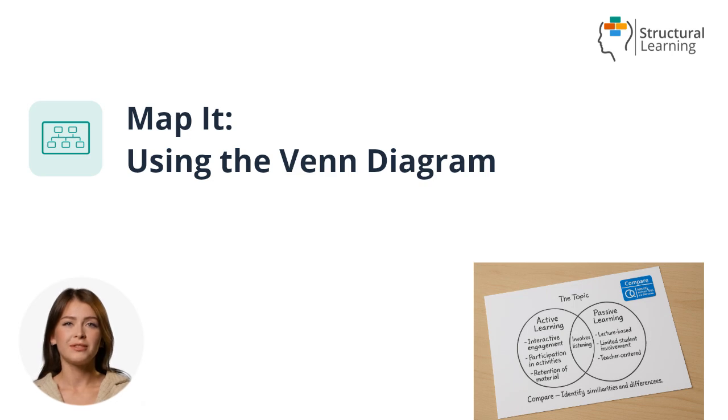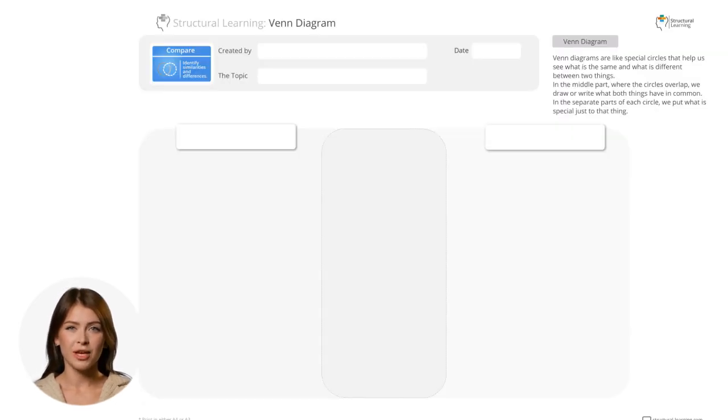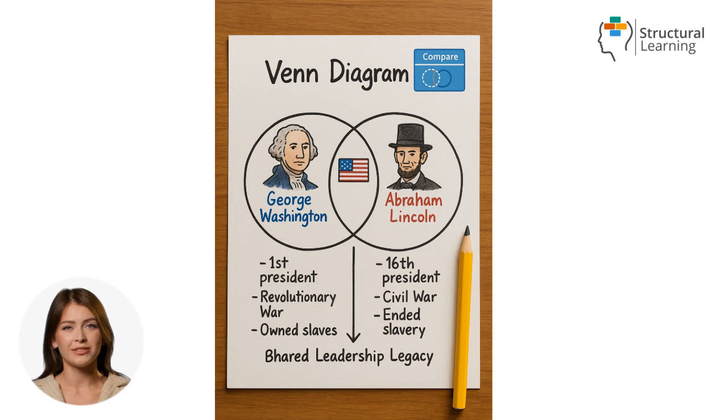Map it using the Venn diagram. The Venn diagram is a simple but powerful tool that helps learners compare two or more ideas, objects, or events. It encourages them to go beyond listing information and begin noticing both similarities and differences. This makes it ideal for developing deeper conceptual understanding.